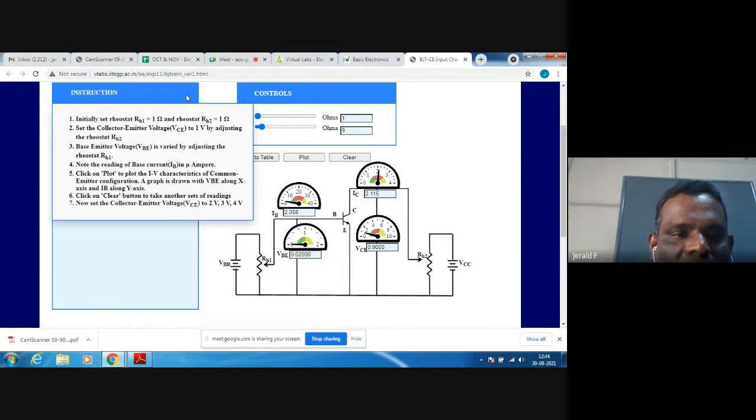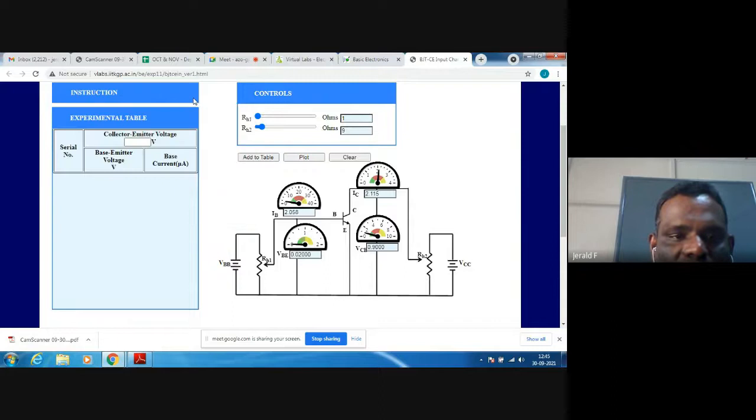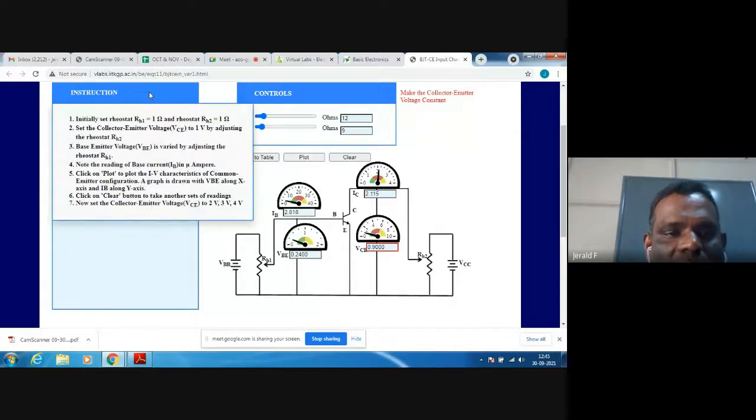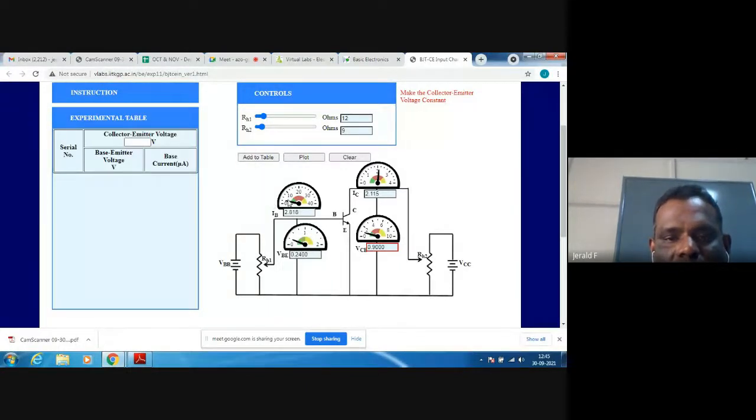And then adjust VBE, the base emitter voltage. Adjusting by R1, adjust the base emitter voltage. You can vary the voltage. So what is the voltage? Adjusting from VBE, and corresponding note down the reading of the IB current. What is the IB current? So note the current.